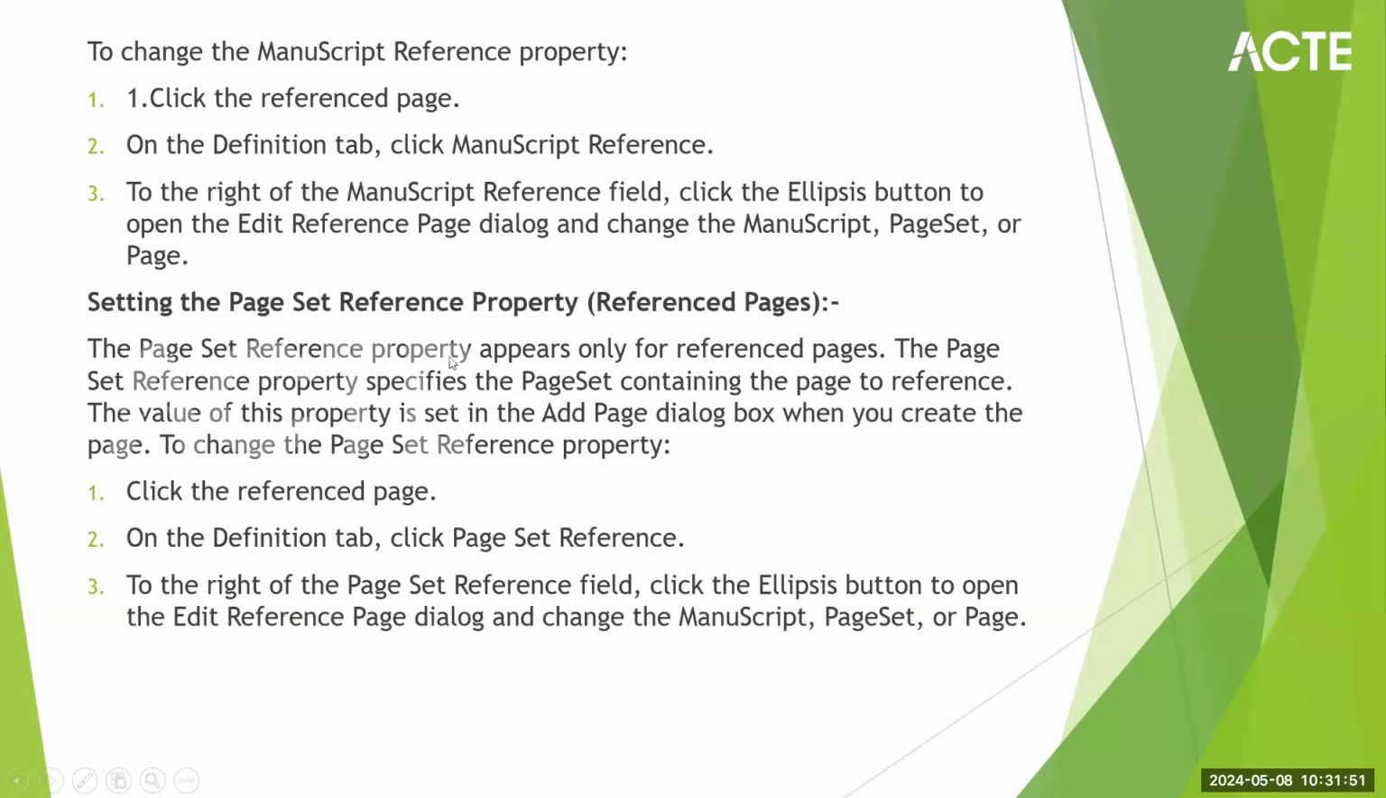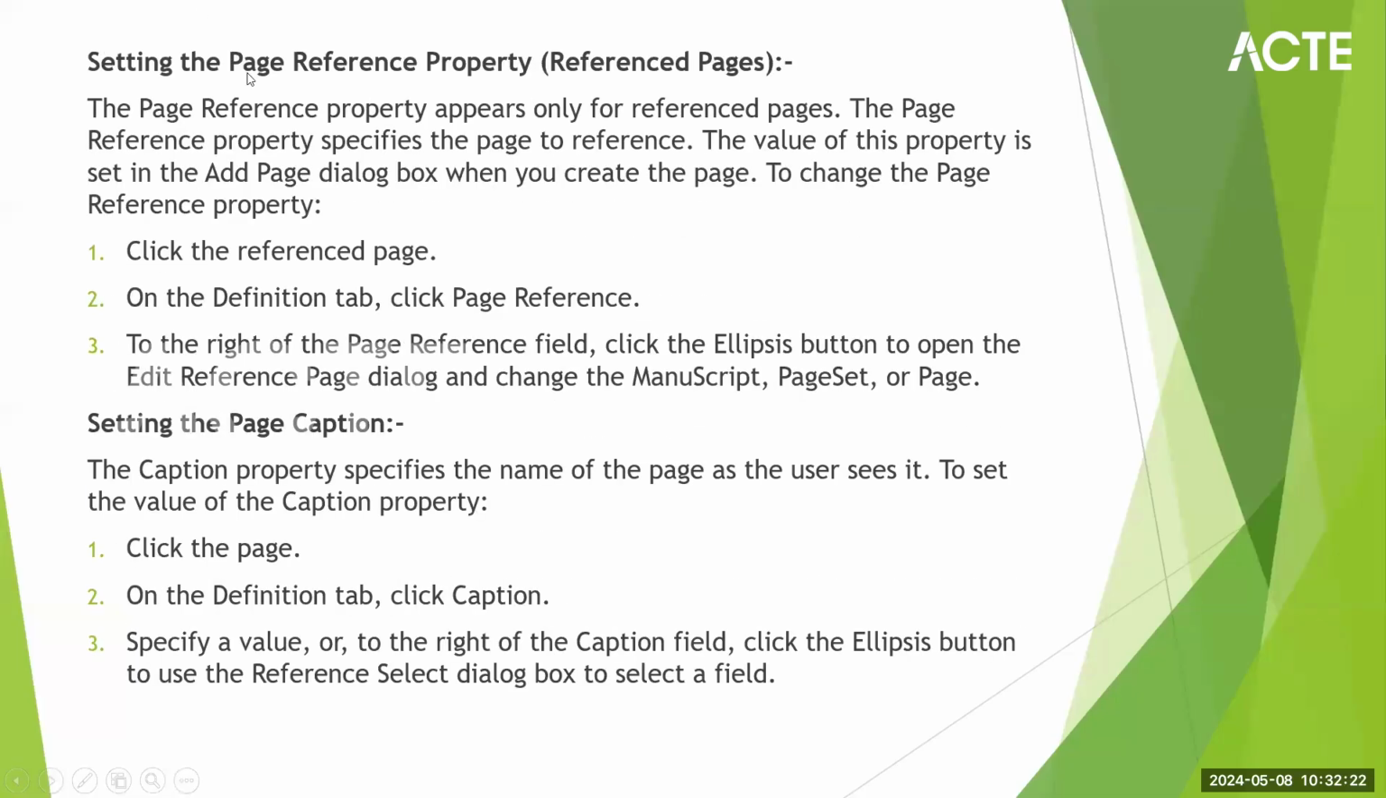So how do you do it? Click on the referenced page on the definition tab. Click manuscript reference. To the right of the manuscript reference field, click the ellipsis button to open the edit reference dialog box and change the manuscript, page set and page. You need to do the same for the page set as well. This is for pages, this is for page set, and likewise this is for caption and this is for page reference.